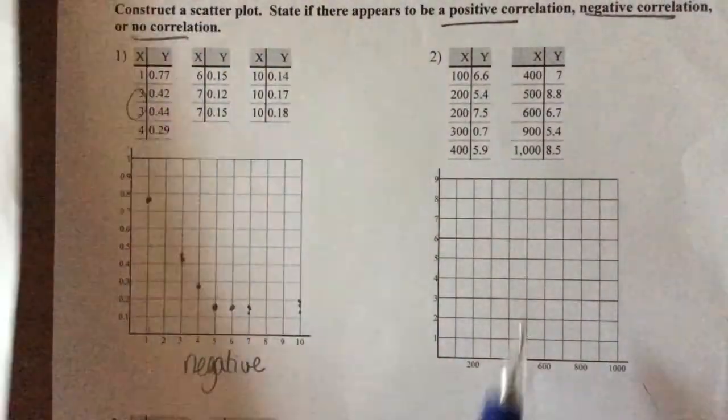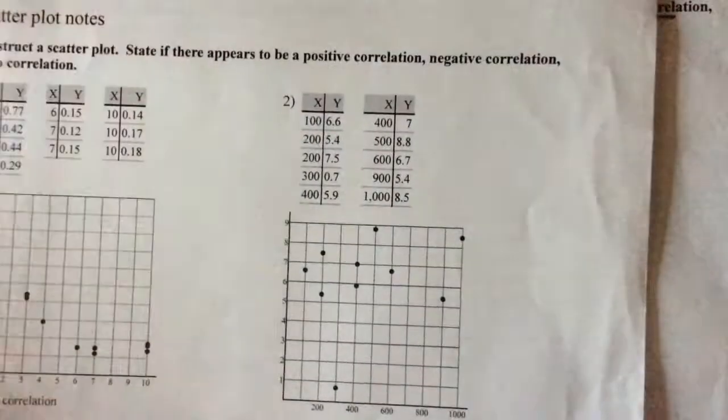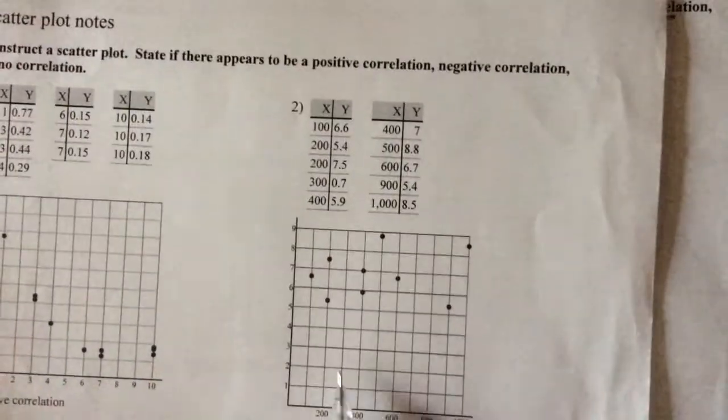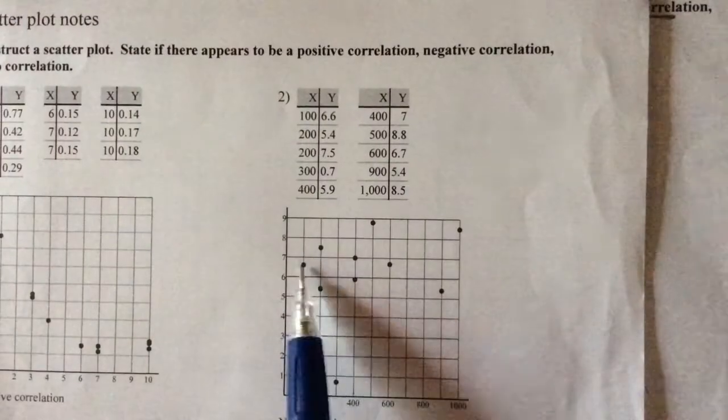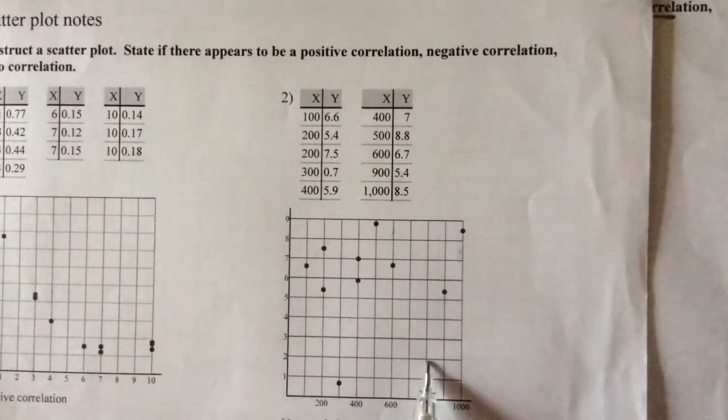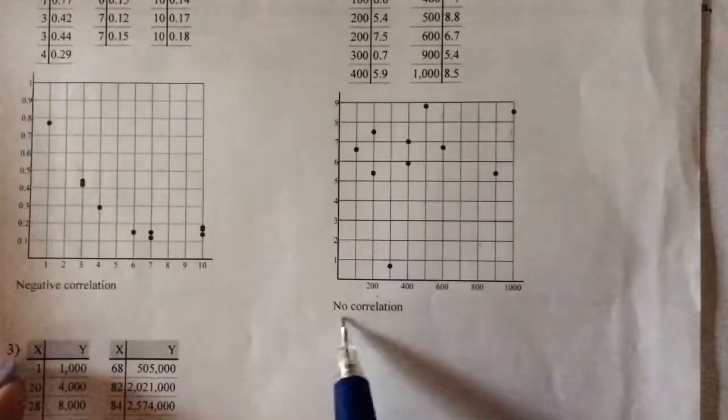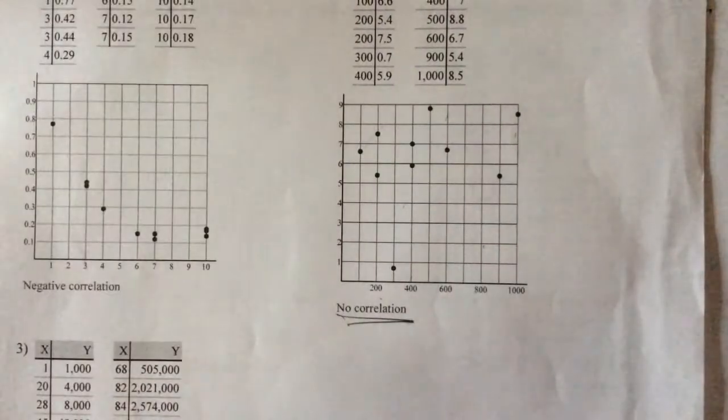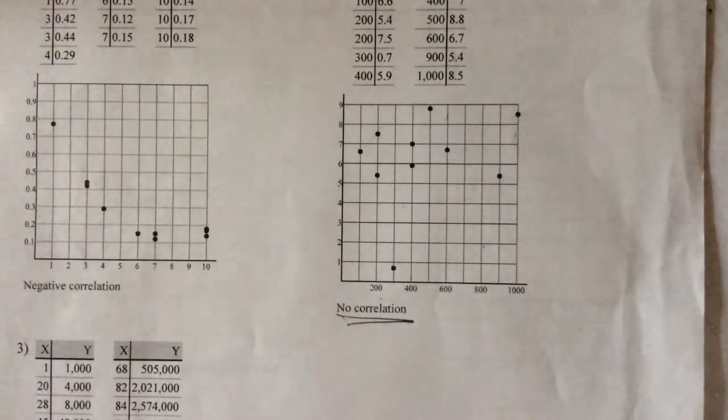I have a couple examples. These ones I've already done. So here is number 3. I've done them all. And as you can see, they're all over the place. So that means for this one, it's a no correlation. You can't tell if it's going up, it's down. It's just everywhere. And then the last one.